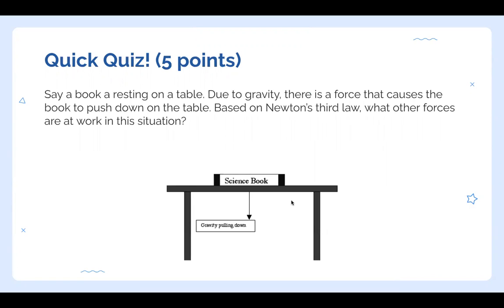We can now take a look at this quick quiz question. Say a book is resting on a table. Due to gravity, there's a force that causes the book to push down on the table, right? Based on Newton's third law, what other forces are at work in this situation? Remember that Newton's third law says that for each force, there's an equal and opposite reaction force.